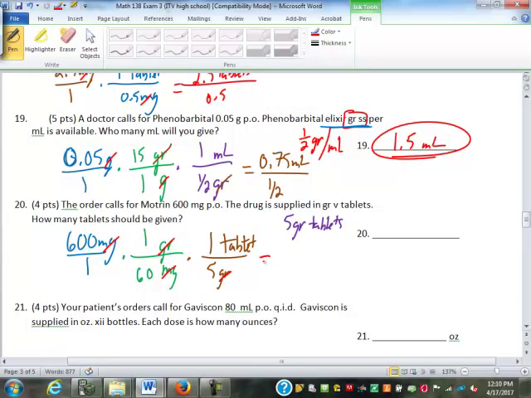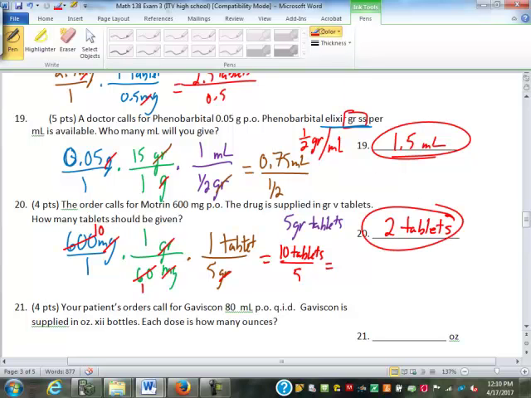Grains cancel out. Since it's such a simple cancellation, I'm going to do this. 60 divided by 60 is 1. 600 divided by 60 is 10. So I have 10 times 1 times tablets is 10 tablets. 1 times 1 times 5 is 5. So 10 tablets divided by 5. So we'll take 2 tablets. Any questions on those two? Number 20 was one of the problems that was missed most often as well.